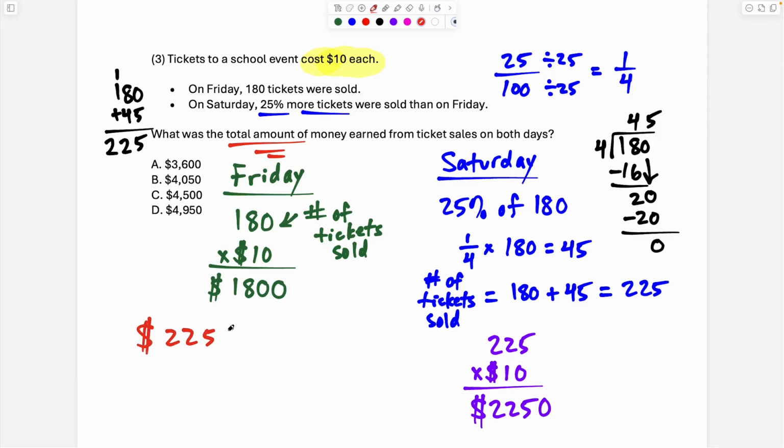So now we just add the two amounts together. We have 2,250, and we're going to add 1,800. So we do 0 plus 0 is 0. 5 plus 0 is 5. 2 plus 8 is 10. So we get a 0, carry the 1. 1 plus 2 plus 1 is 4. So our answer is going to be $4,050, choice B.